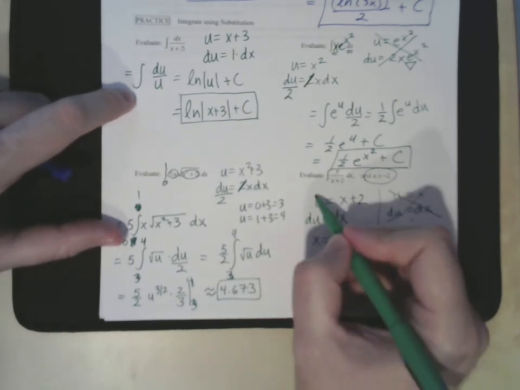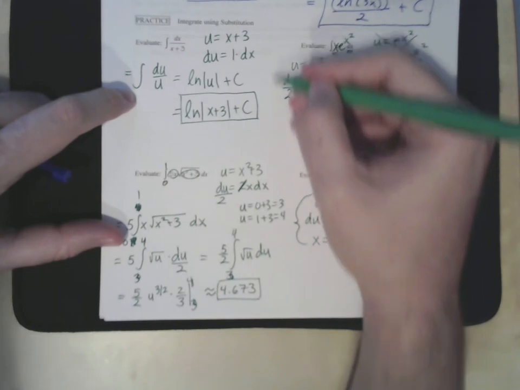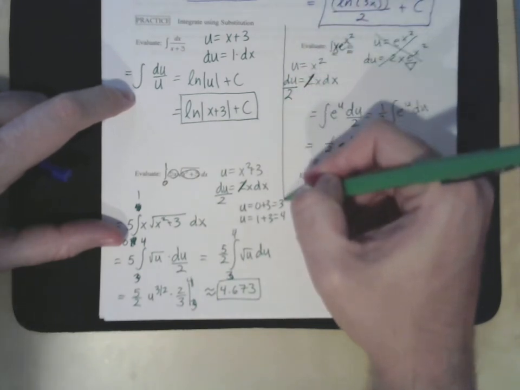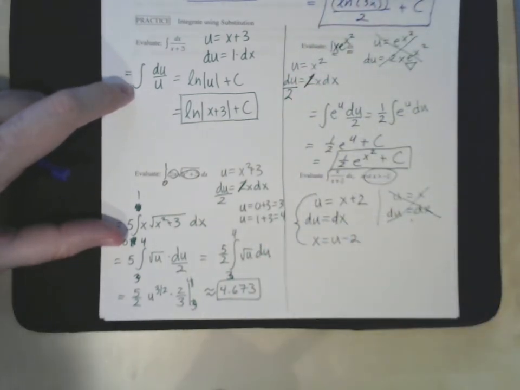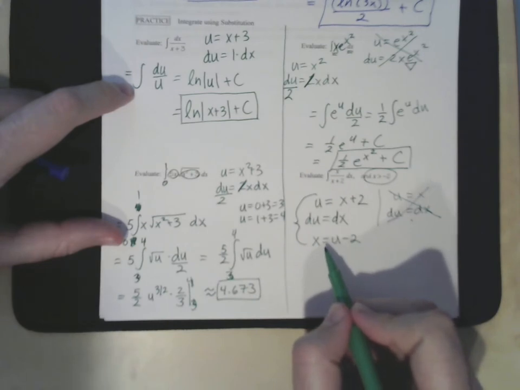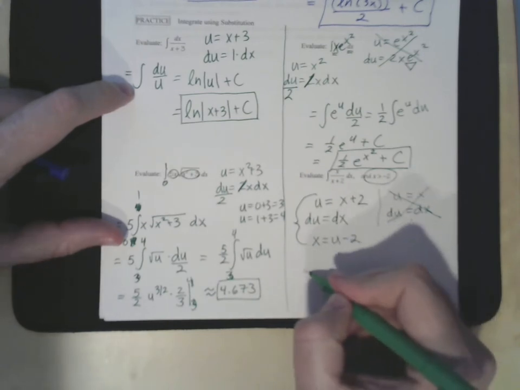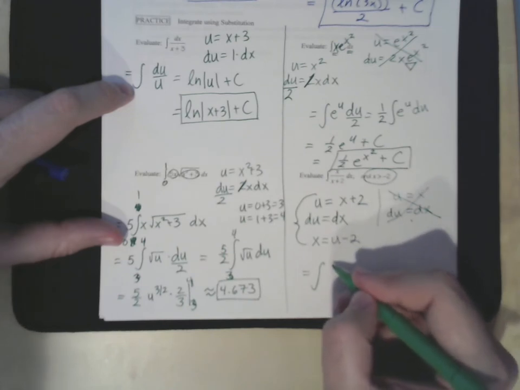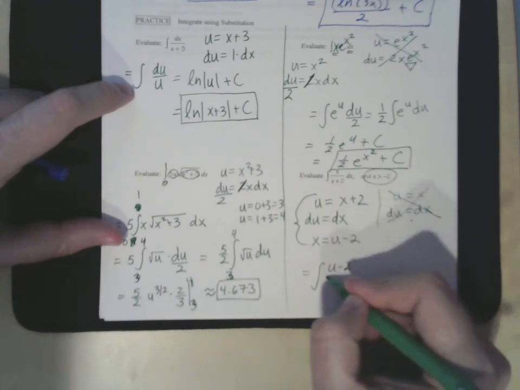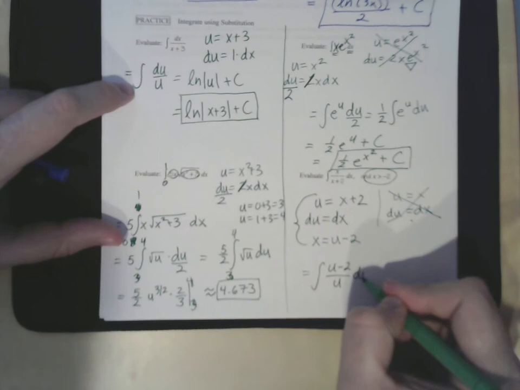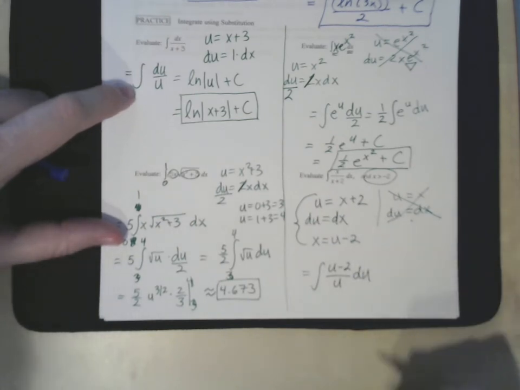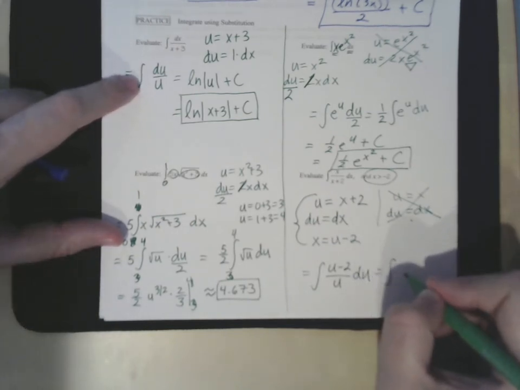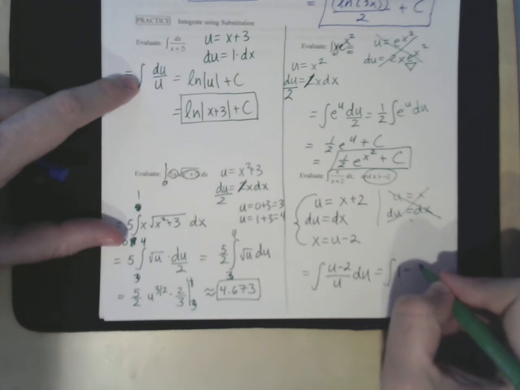So if we do this substitution with all 3 here, let me just split that. This substitution with all 3 of these pieces gives us the integral of u minus 2 over u du. And then this becomes the integral of 1 minus 2u to the negative 1 du.